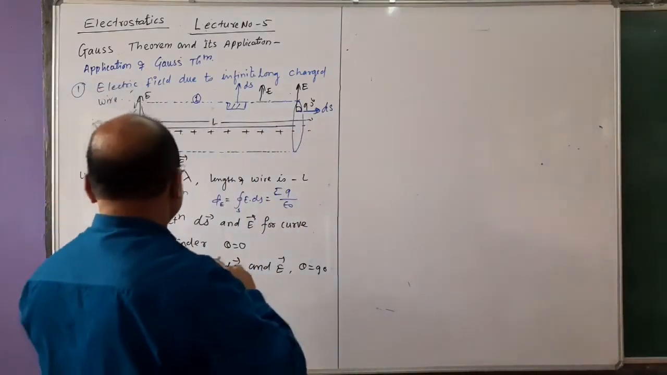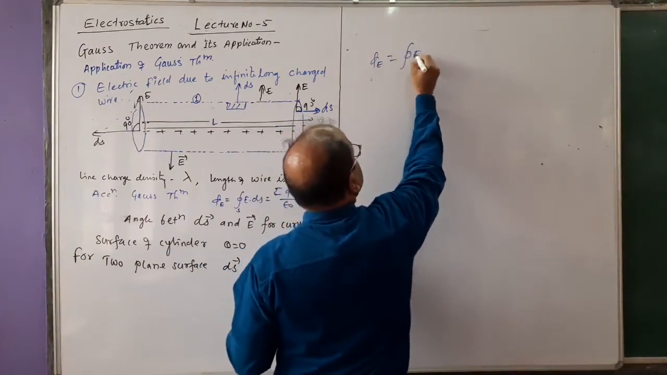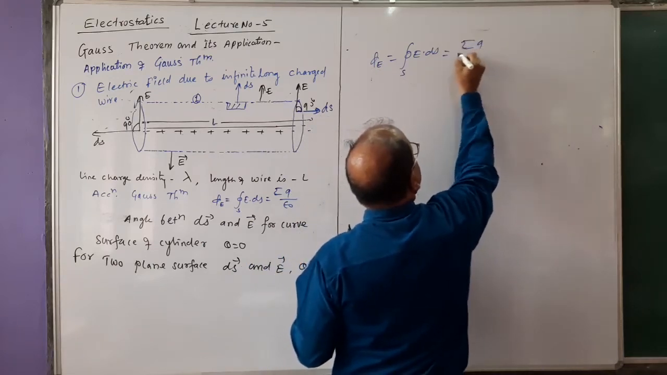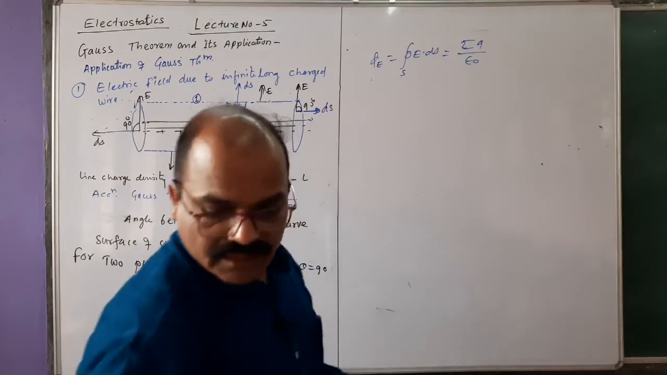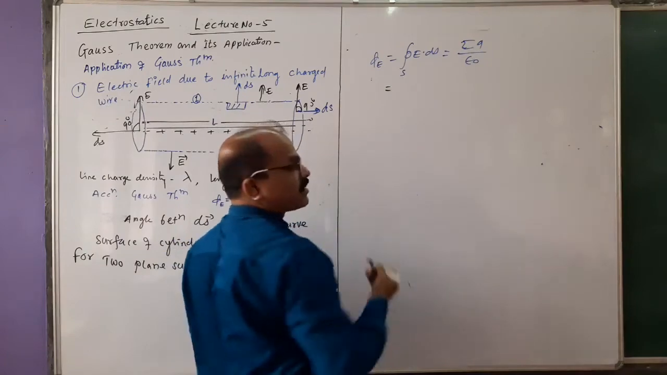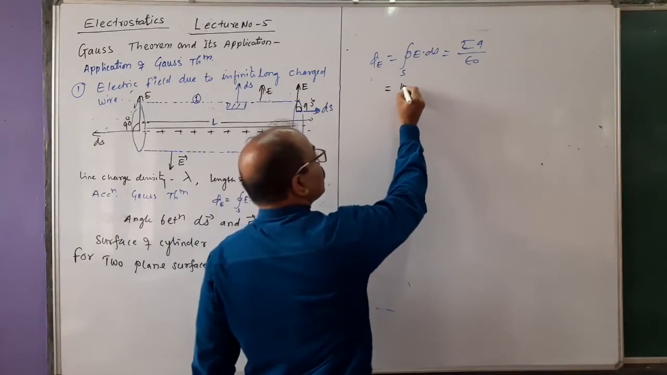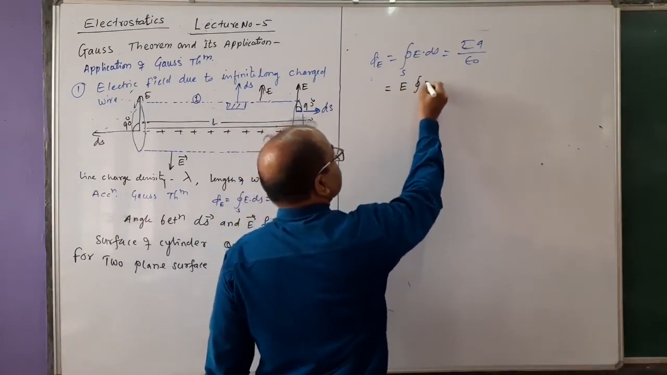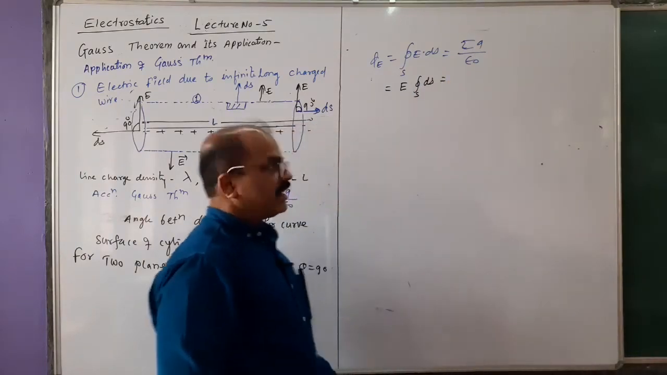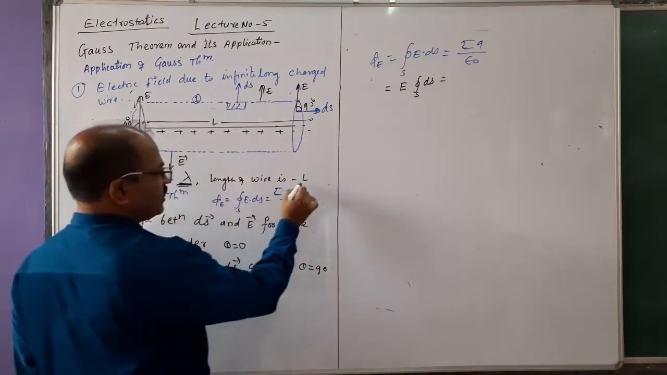तो गॉस थ्योरम: phi E equal to integration E ds over the closed surface equal to total charge q divided by epsilon naught. Okay, look at here. This is the electric field E, uniform or constant, और ये ds. Total charge density कितना है? This charge density is lambda. And length कितना है? ये.